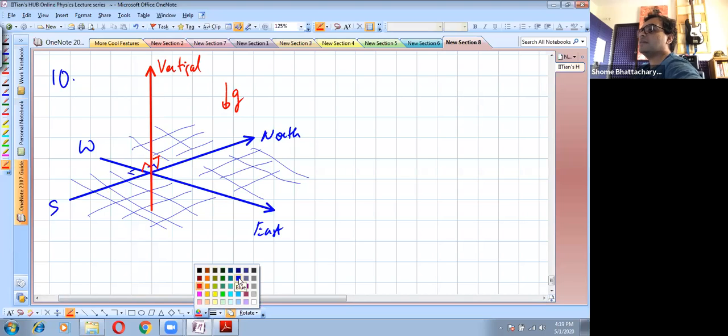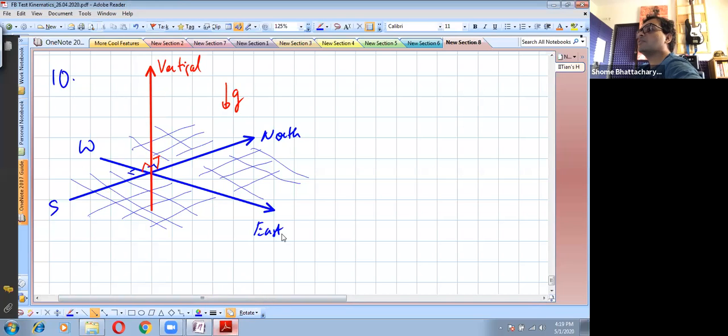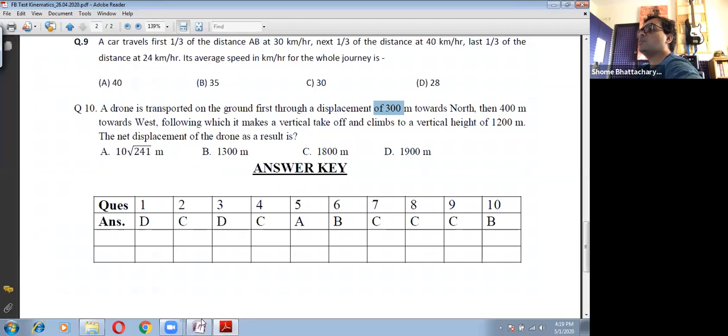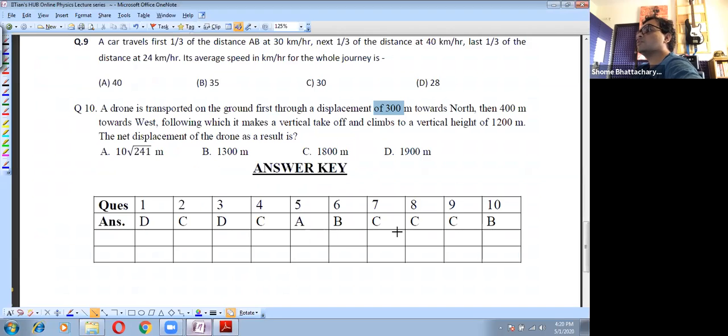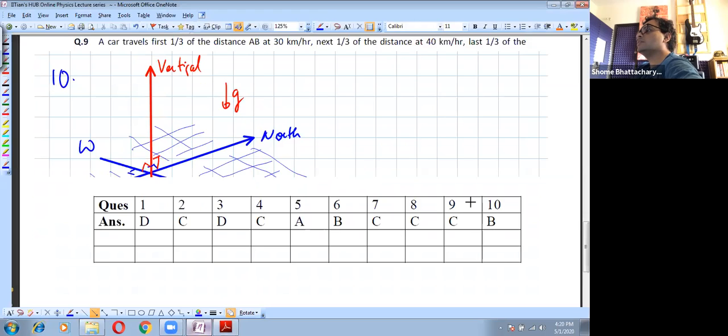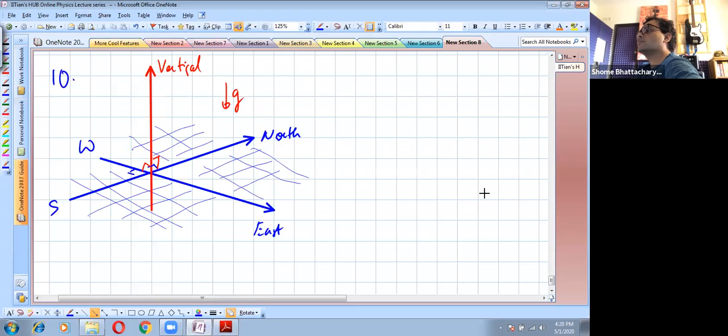In this diagram's context, what's happening is first making a displacement of 300 meters towards north, then 400 meters towards west. So he's going like this. He's going 300 meters towards north. Okay. Then he's making a displacement of 400 meters towards west. Okay. And from there now he's making a vertical displacement of 1200 meters. So going like this.